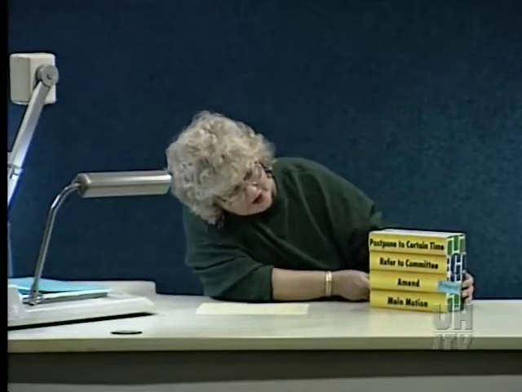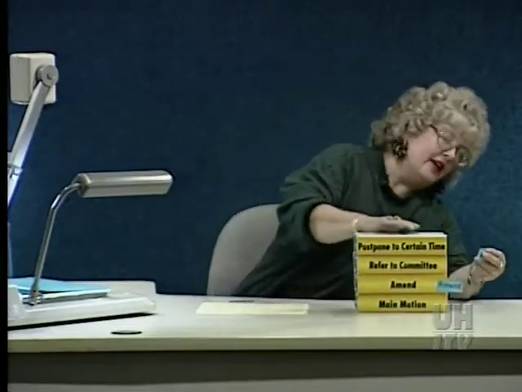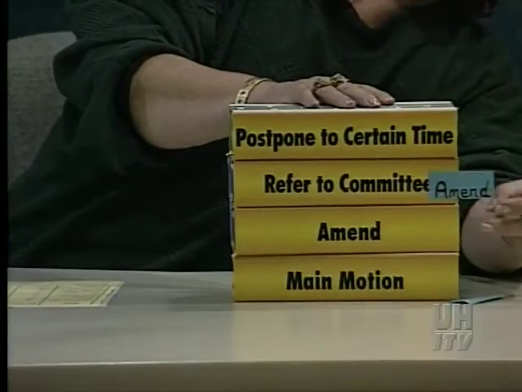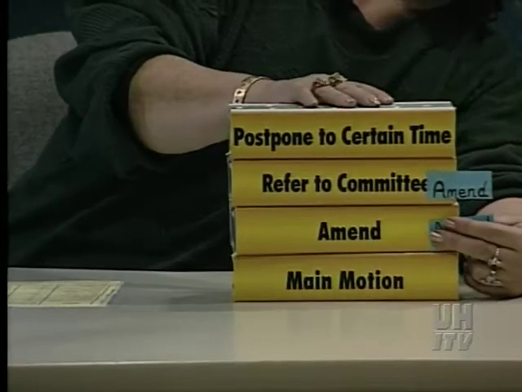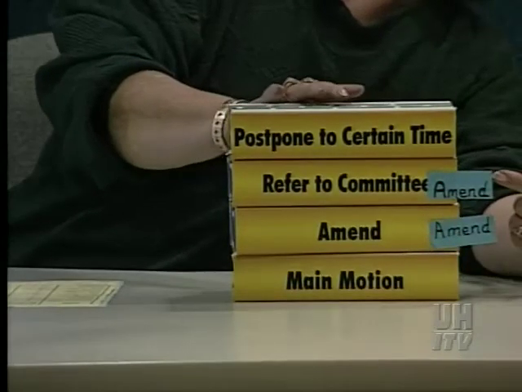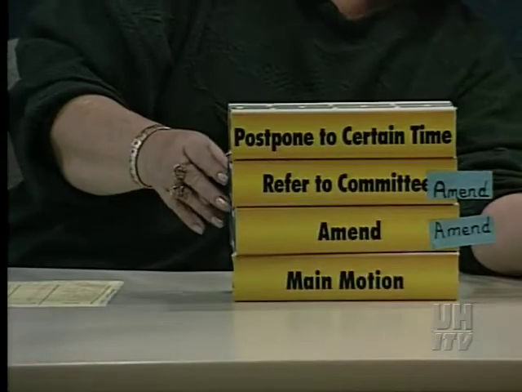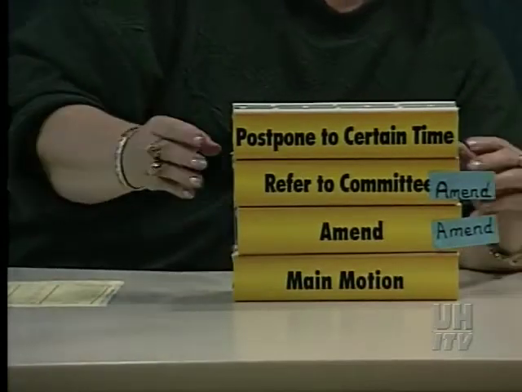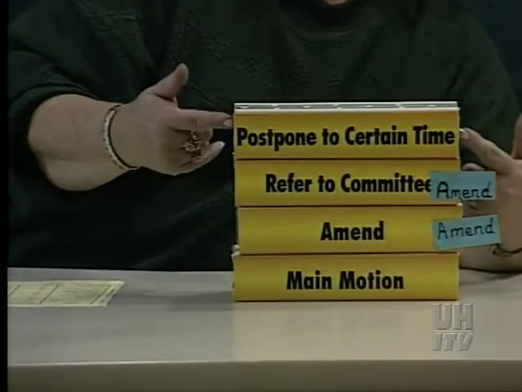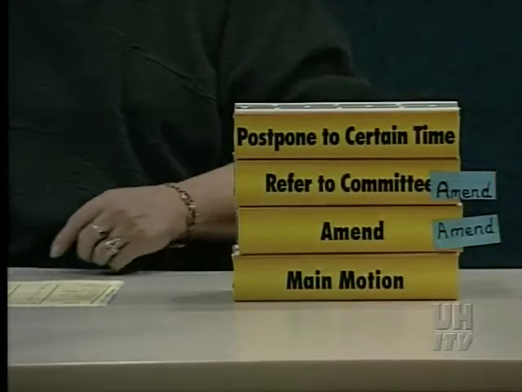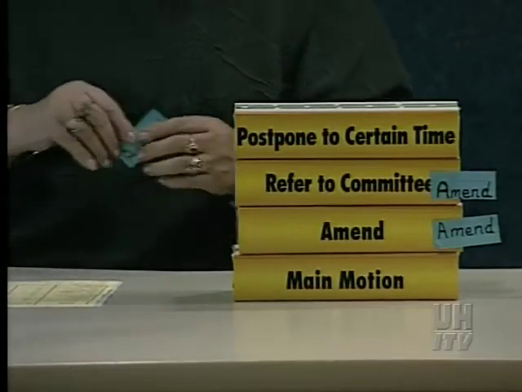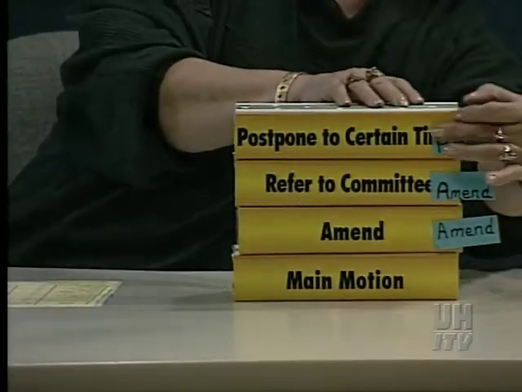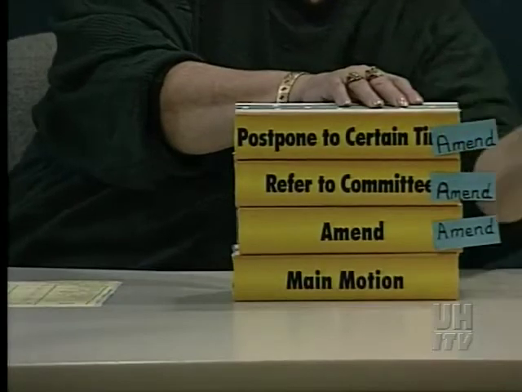We could have an amendment to the amendment. We could have an amendment to refer to committee. Maybe somebody thinks it should be a committee of 7 instead of a committee of 5. So we're arguing about that. You're arguing, I'm just presiding. Okay. Then we get postponed definitely on the floor. And that's amendable because maybe one person wants it to come up next time and somebody else thinks we ought to wait 2 meetings. Let's give it 2 weeks.